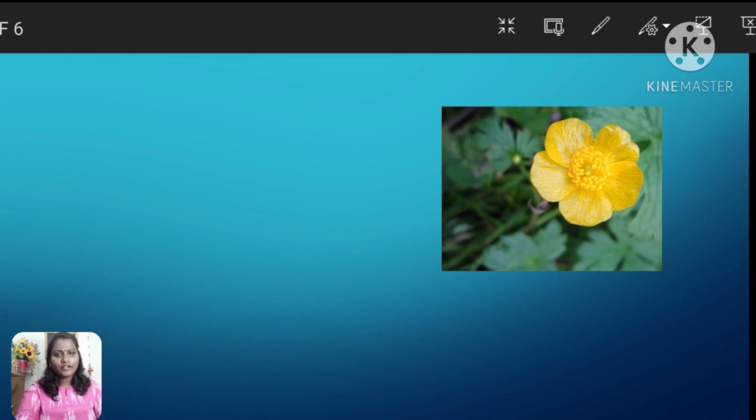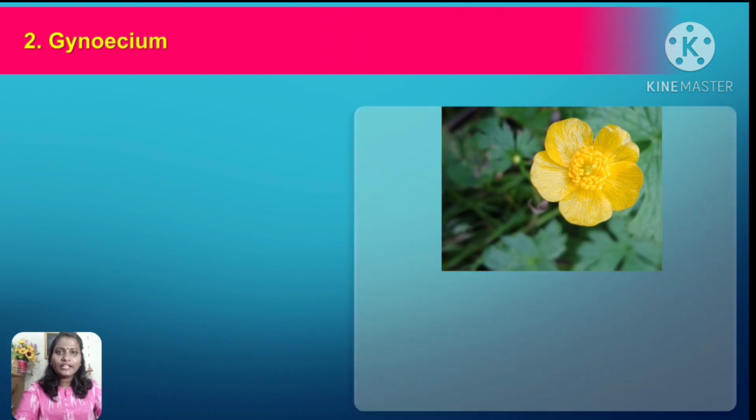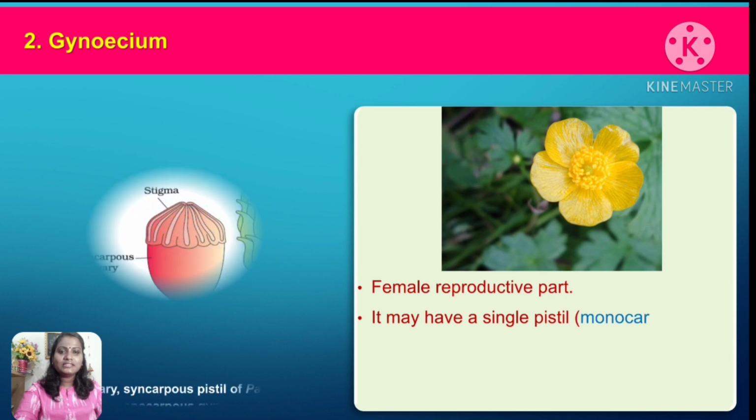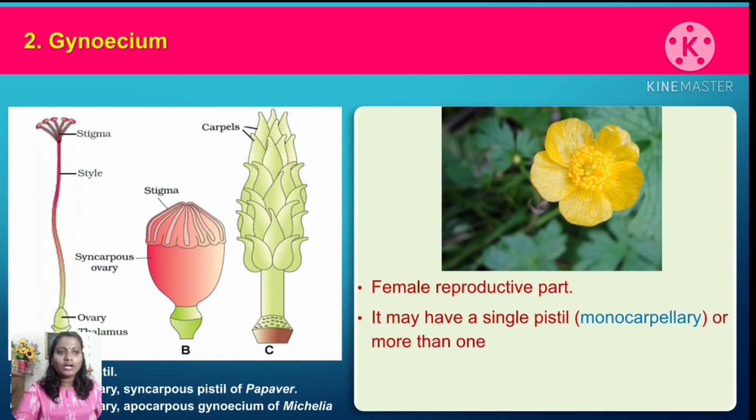Today in this video we are going to see the structure of gynoecium, or we can say megasporangium. So what is gynoecium? Gynoecium is nothing but the female reproductive part of the flower. This gynoecium may have a single pistil, then we call it monocarpellary. If the gynoecium has multiple pistils, then we call it multicarpellary.